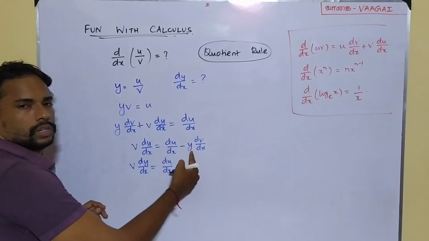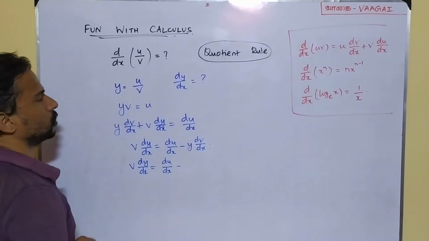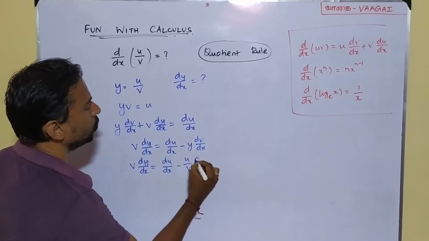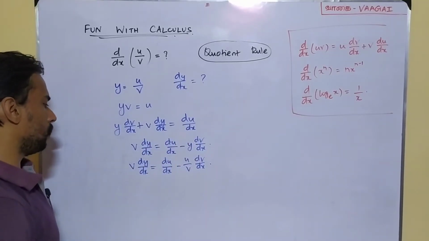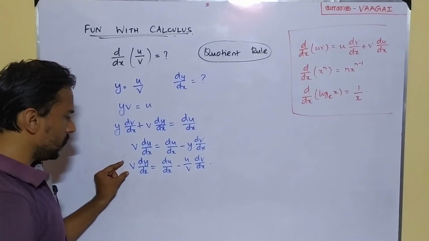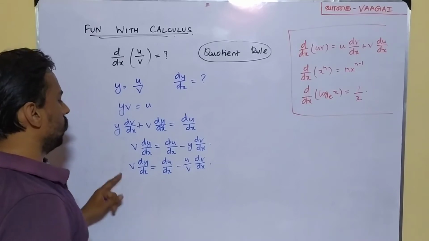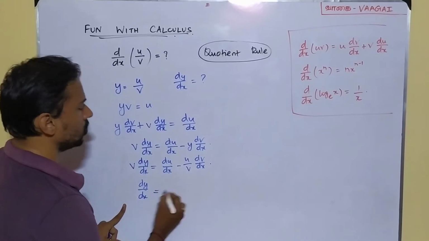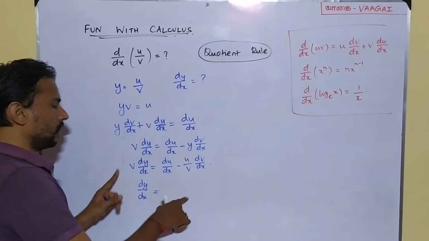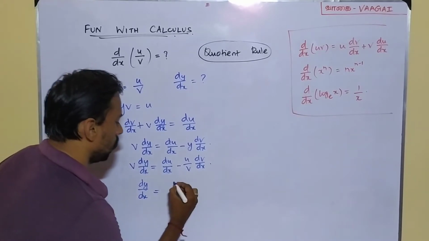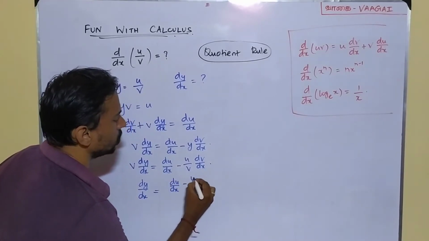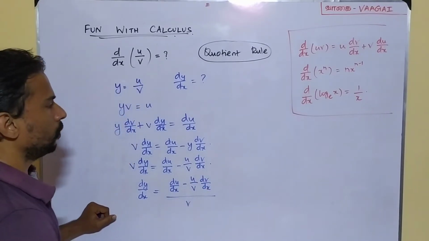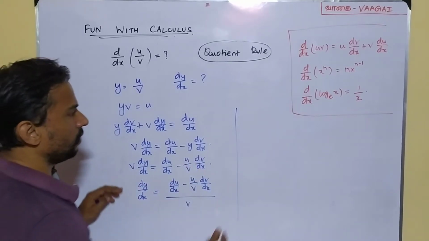And now v into dy by dx is equal to du by dx minus y dv by dx. We know what y is. The y value is u by v, that's how we started. So just substitute y is equal to u by v here, so that we'll get u by v into dv by dx. Now I can bring this v to the other side. So dy by dx is equal to, because this is what we need finally, this entire thing divided by v. So du by dx minus u by v into dv by dx, this whole thing divided by v.